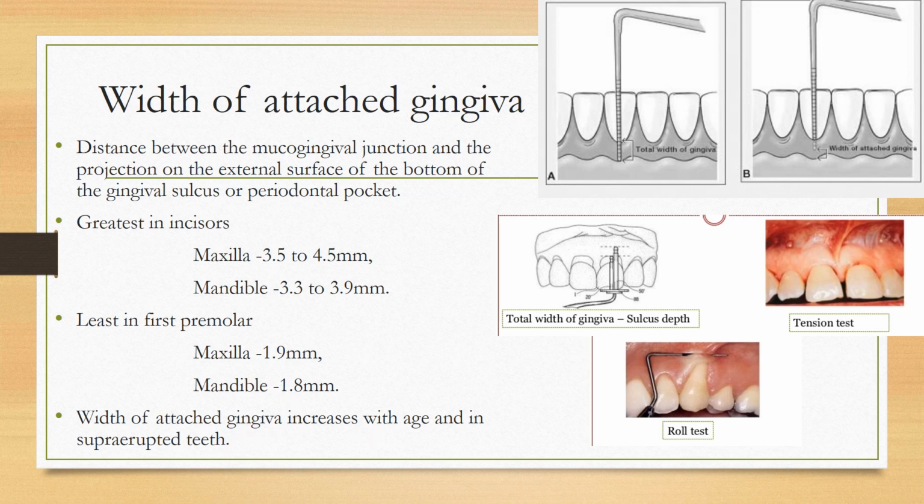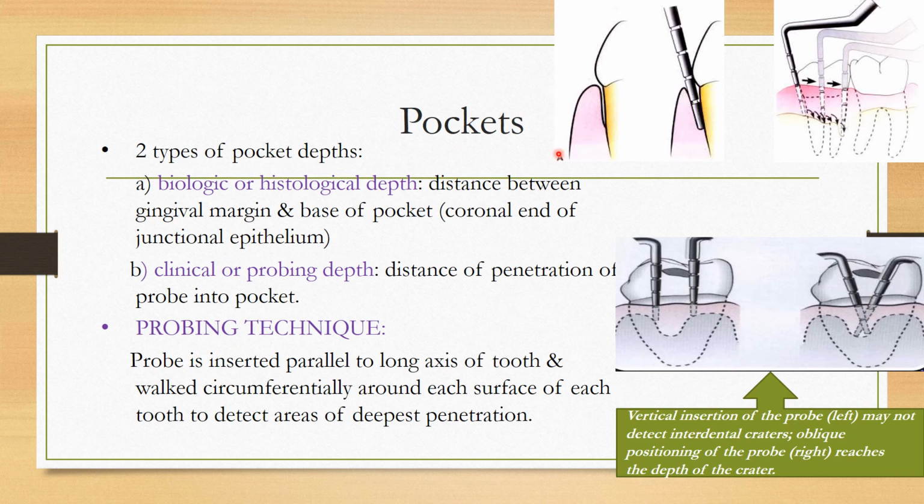Width of attached gingiva. So coming to the most important part of periodontics, that is the pocket measurement. There are two types of pocket depth, that is histological depth or the clinical probing depth. Histological depth is the actual depth. It is the distance between the gingival margin and the base of the pocket, so it measures from the gingival margin to the coronal end of the junctional epithelium.